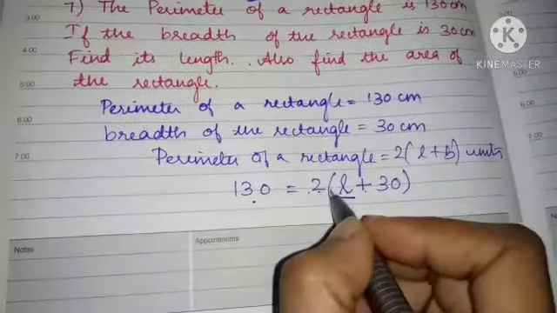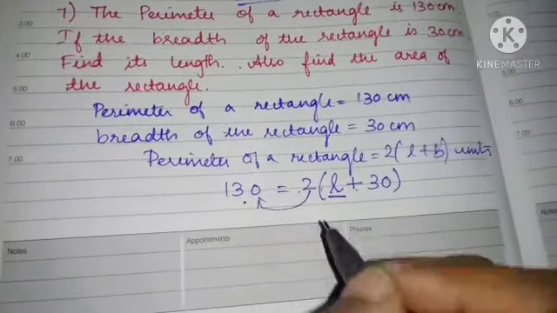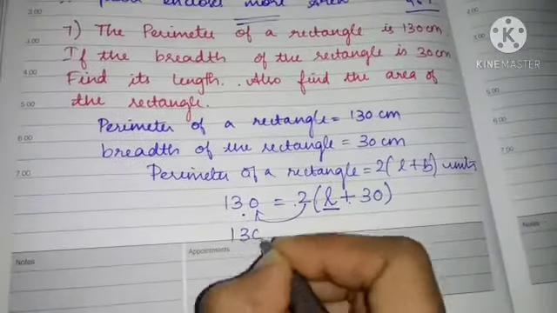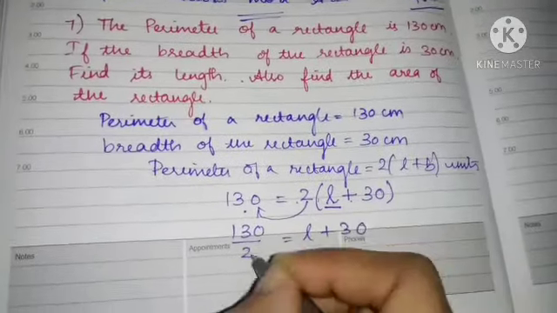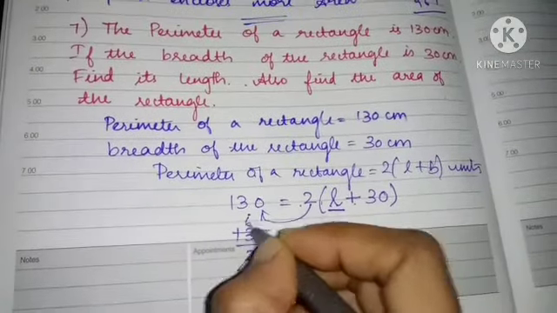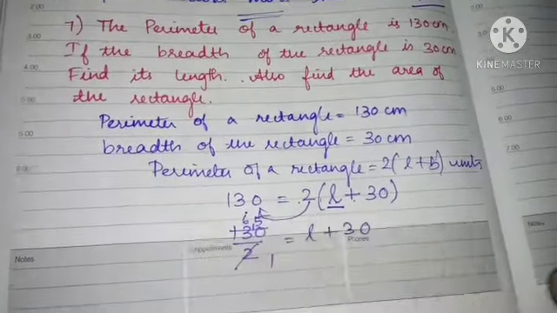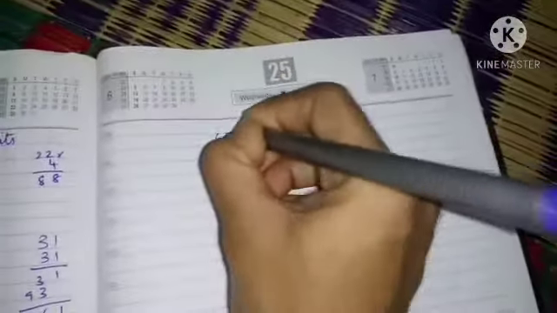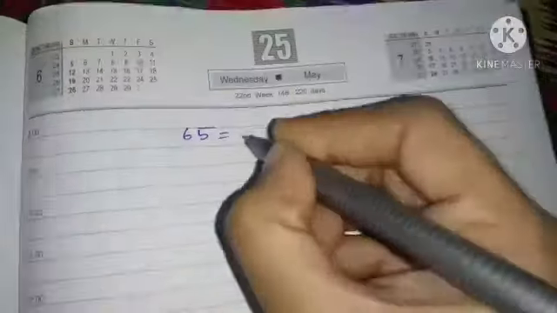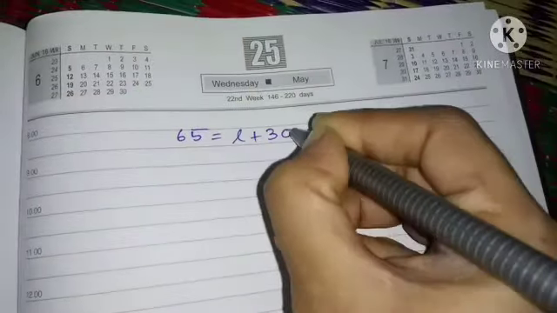So this 2 is actually multiplied, so first it should go to that side. So 130 divided by 2 is equal to L plus 30. 2 1s are 2, 2 6s are 12, 1, 2 5s are 10. Okay. Now what's the answer? 65 is equal to L plus 30.